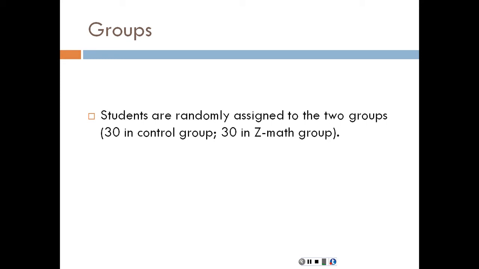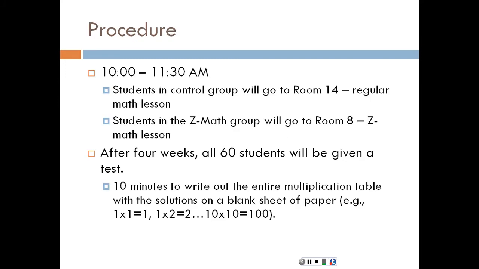We can remember the best way to create a sample is through random selection. So let's just say that the names of all 60 fourth graders in the school are written on slips of paper and placed into a hat. And then the principal can randomly draw 30 names from the hat. So these 30 names would be assigned to the control group, and then the remaining 30 would be assigned to the Z-Math group.